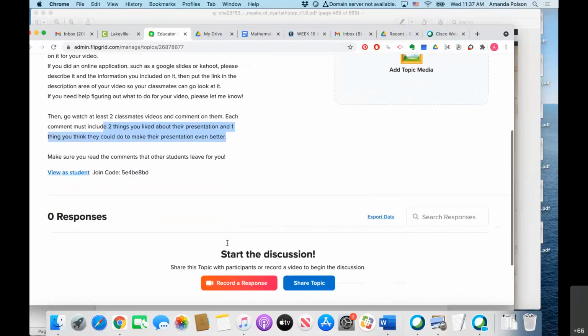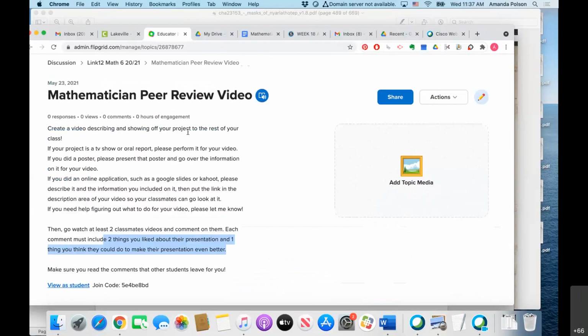Then you're going to keep an eye out and find out if anybody leaves any comments for you. If anybody leaves comments for you, you're going to want to go read them.